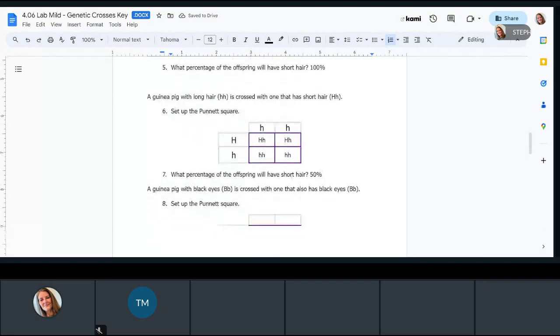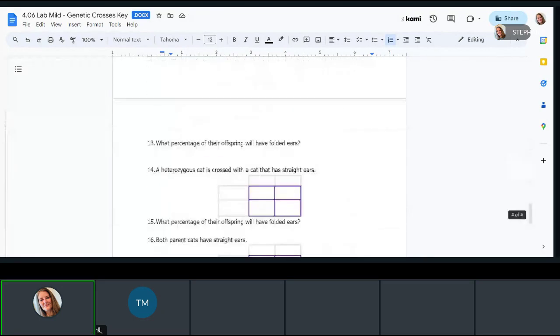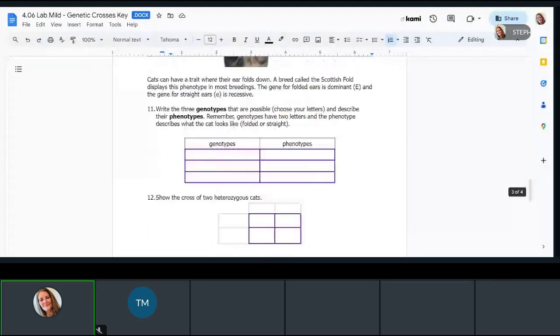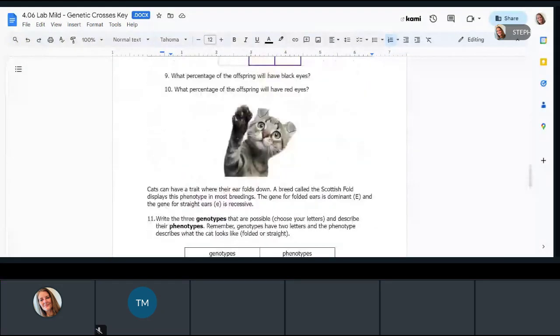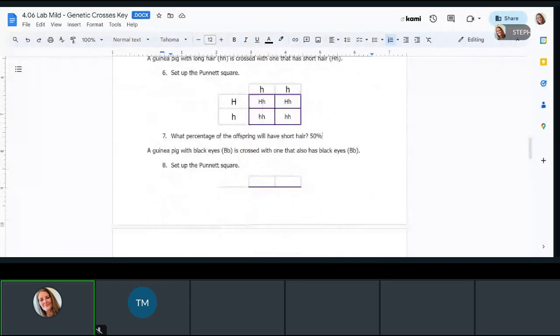Nice job. So there's only a few more down here that you have to fill out, and they go into cats and things like that, okay? So keep going on it. I think you got the idea. So save what you have, and this is due tomorrow, okay?